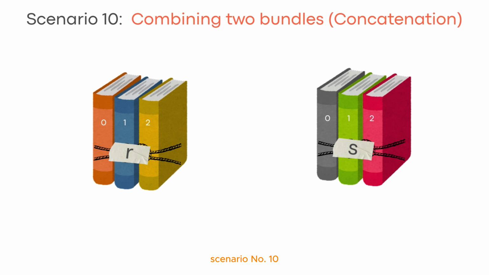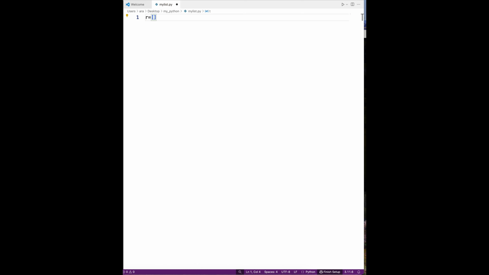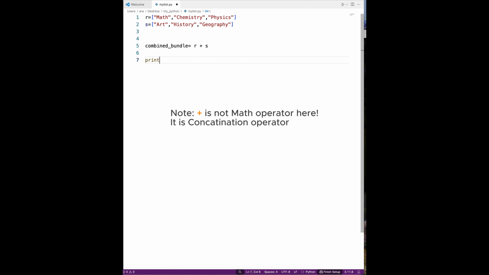Scenario number 10. Combining two bundles. Concatenation. Now let's ask the librarian to combine two separate bundles into one large bundle. For example, bundle 1 are math, chemistry, physics. Bundle 2 is art, history, geography. Combined bundle equal to R plus S. Print the combined bundle as combined bundle.